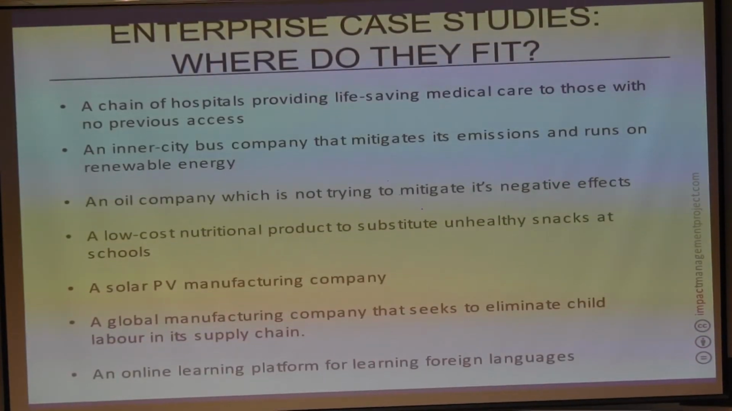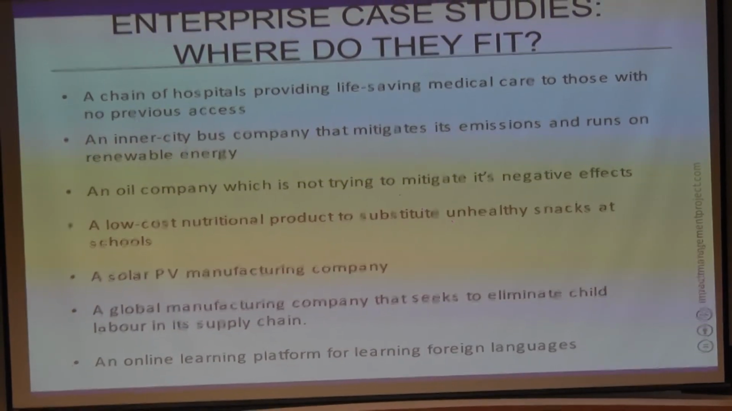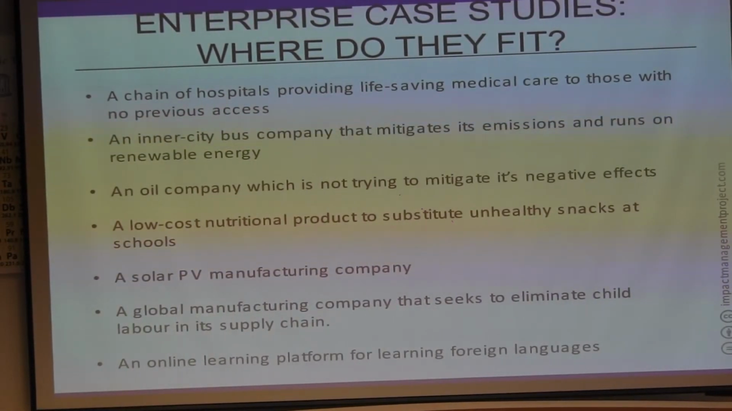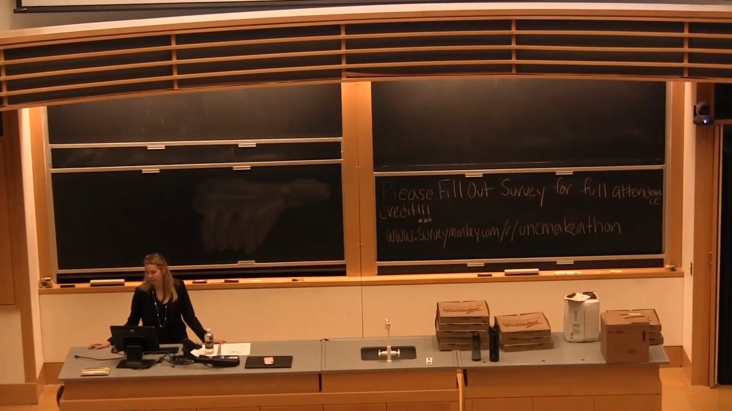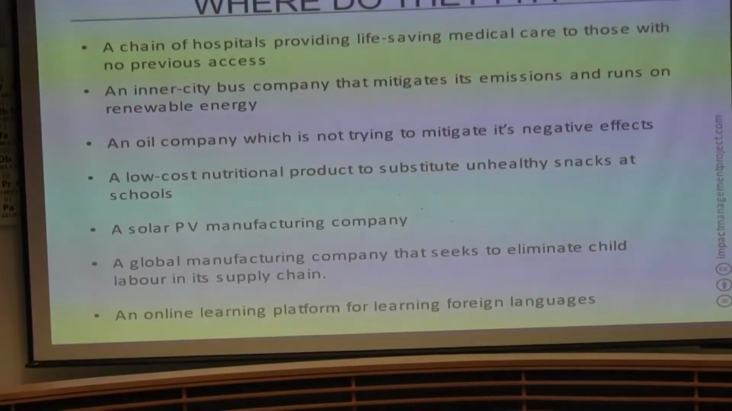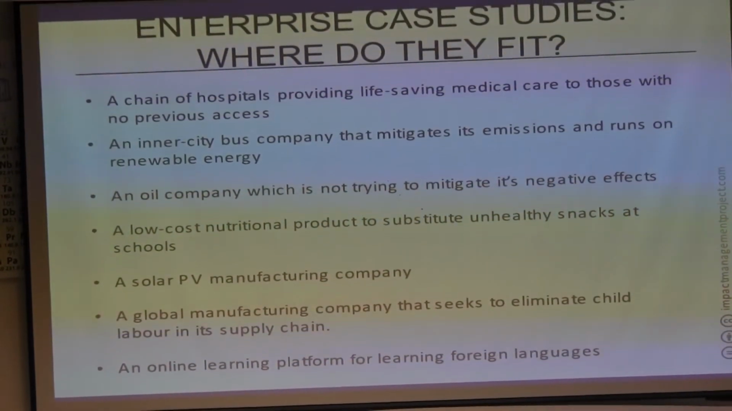So I want to do a couple case studies before we get pizza. Think about each of these, and I want you to tell me where you think they fit, okay? So maybe make a note to yourself, and then I've got the answers on the next page. But a chain of hospitals providing life-saving medical care to those with no previous access. Are those avoiding harm, benefiting people and planet, or contributing solutions? Just keep thinking to yourself what category you think that fits in, okay? So they're providing life-saving care to those with no previous access. Second one, an inner city bus company that mitigates its emissions and runs on renewable energy. Okay. An oil company which is not trying to mitigate its negative effects.